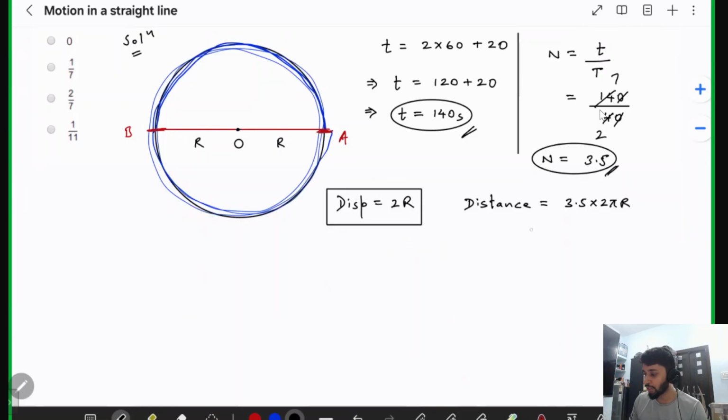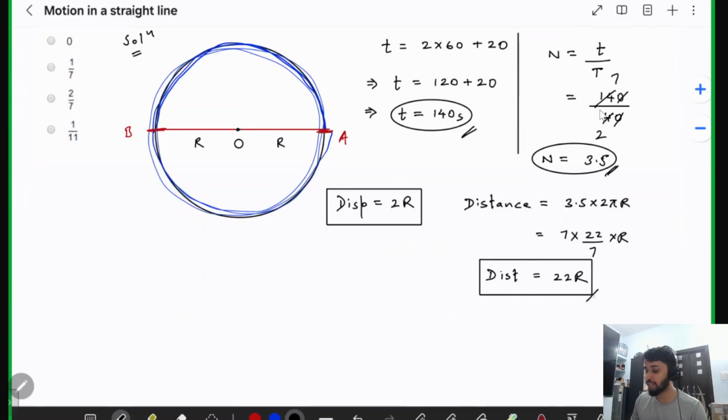Okay. So we can simplify this a little bit. 3.5 into 2 becomes 7. Pi is 22 by 7 into r. So distance will be equal to 22r. Fine. So how much will be the distance in this case? Distance will be equal to 22r.